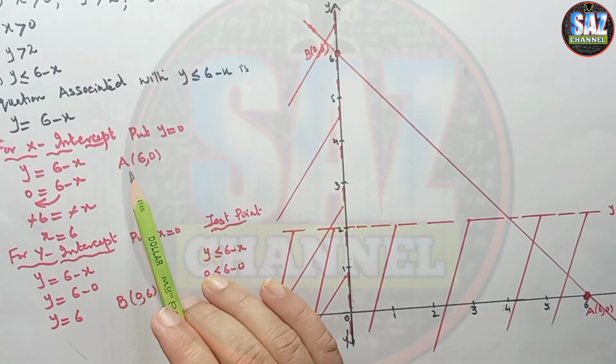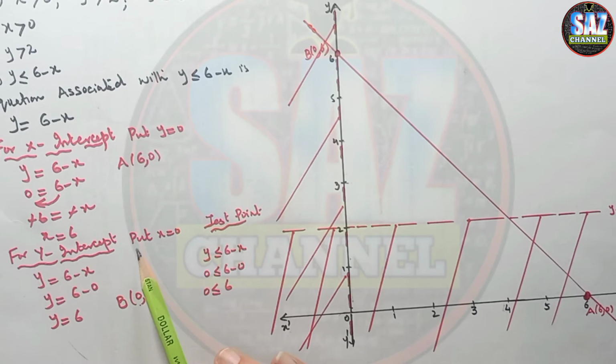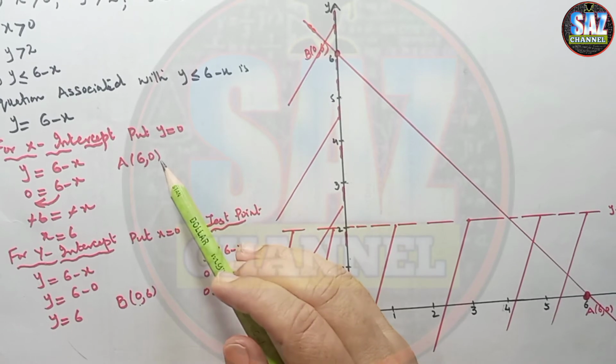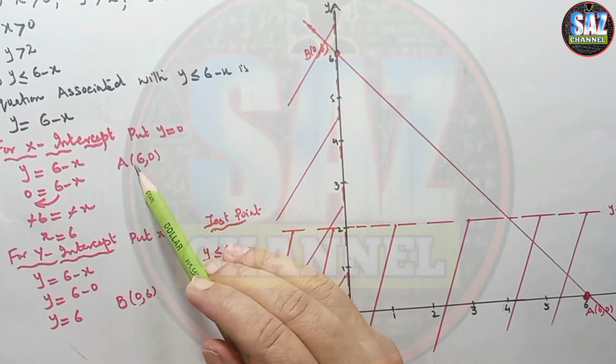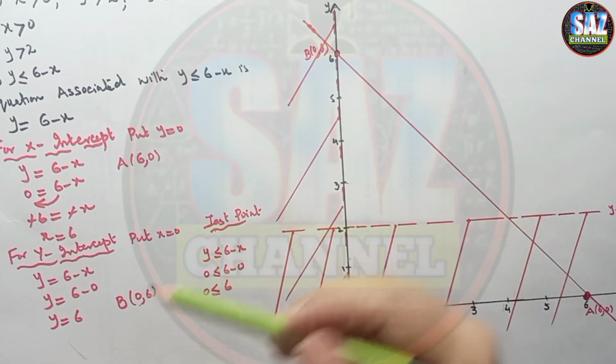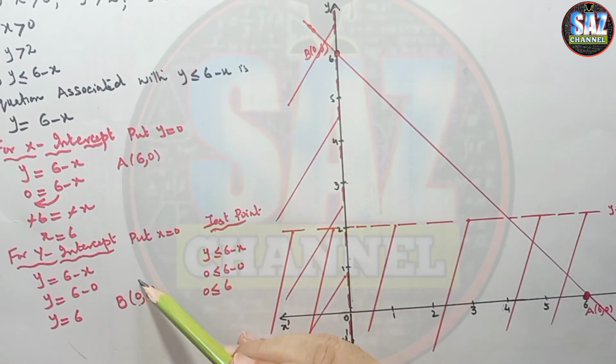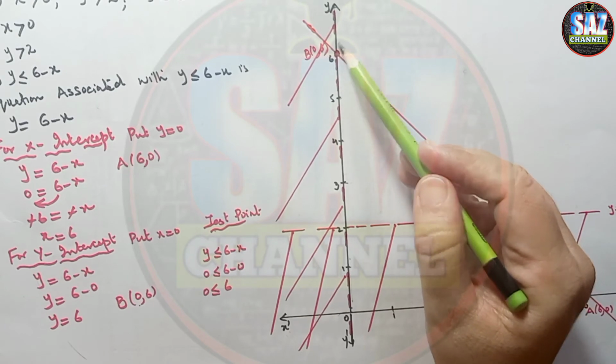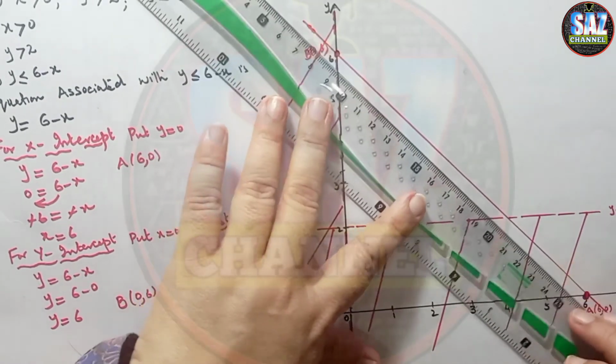So one of the points is A, (6, 0). For y-intercept, I have to put x equals 0, and when I am putting x equals 0 in this line, my y value becomes 6. So the second point is (0, 6). Coming to the graph, we can see that point A is (6, 0). Here the value of x is 6, so I have marked the point on the x-axis at x equal to 6, and for the second point, (0, 6), when any point is on the y-axis, its x value is 0, that's why I have marked the point over here. And then I have drawn the line.